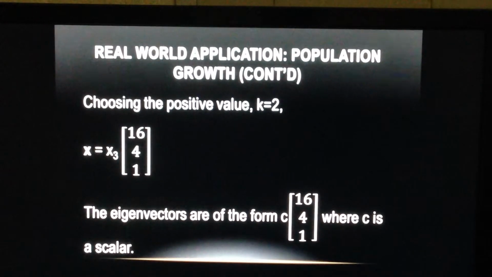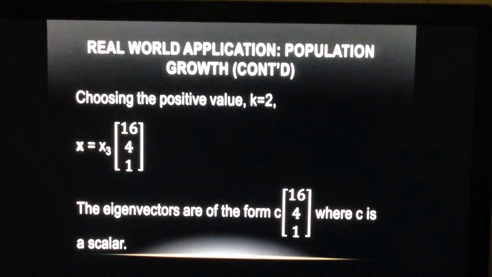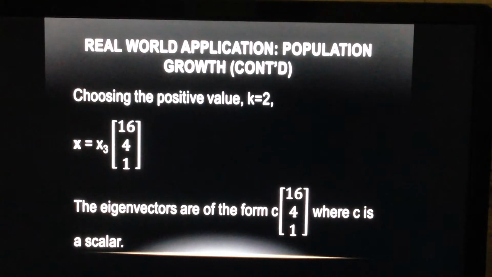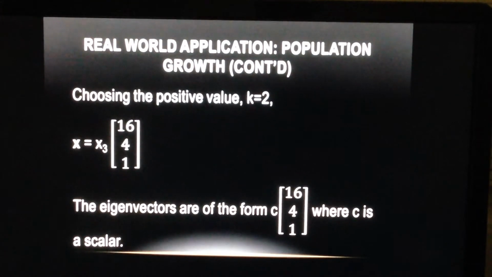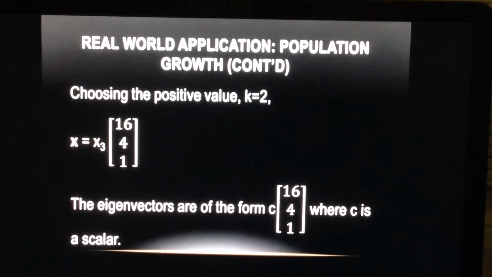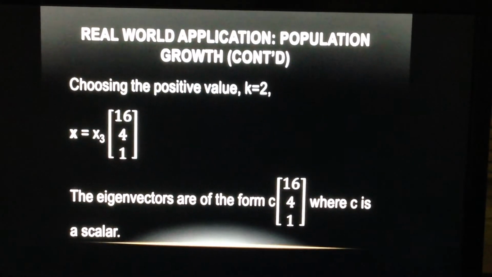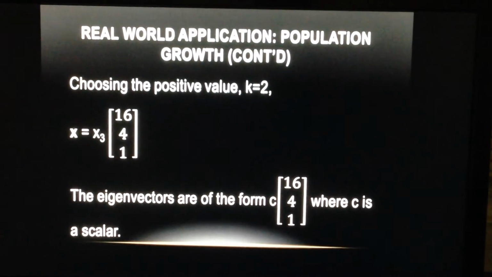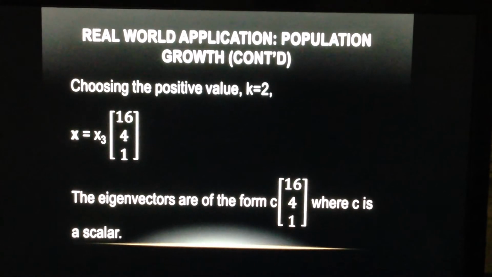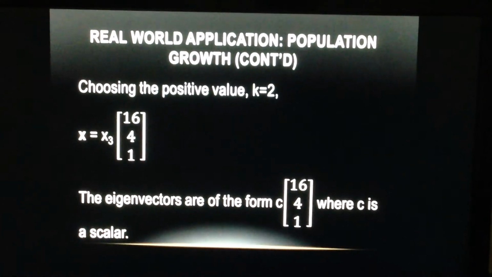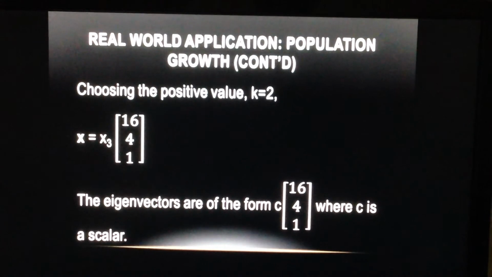We choose the positive value as an example, which is 2, and you go back and repeat all the steps as shown before, and it'll give you the following eigenvector: (16, 4, 1). That means that the eigenvectors of this form, where c is a scalar, will always have the same percentage of rabbits every year.